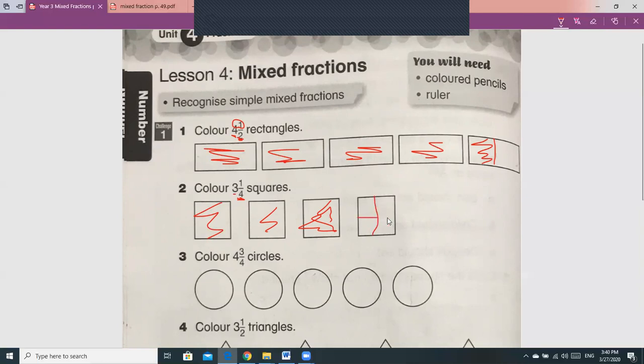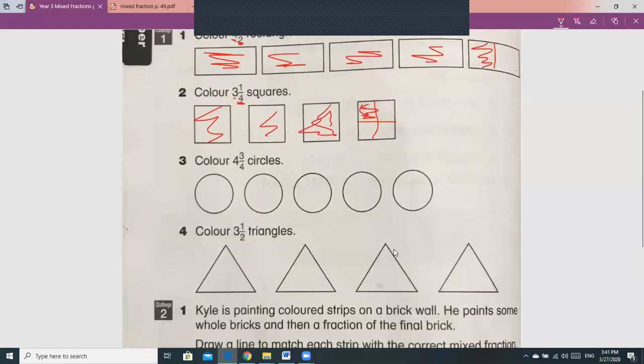Sorry, because it's not in a good way. Then I have to take how many from this 4? 1 from the 4. I want to color 1 from the 4. Now I colored what? 3.25.